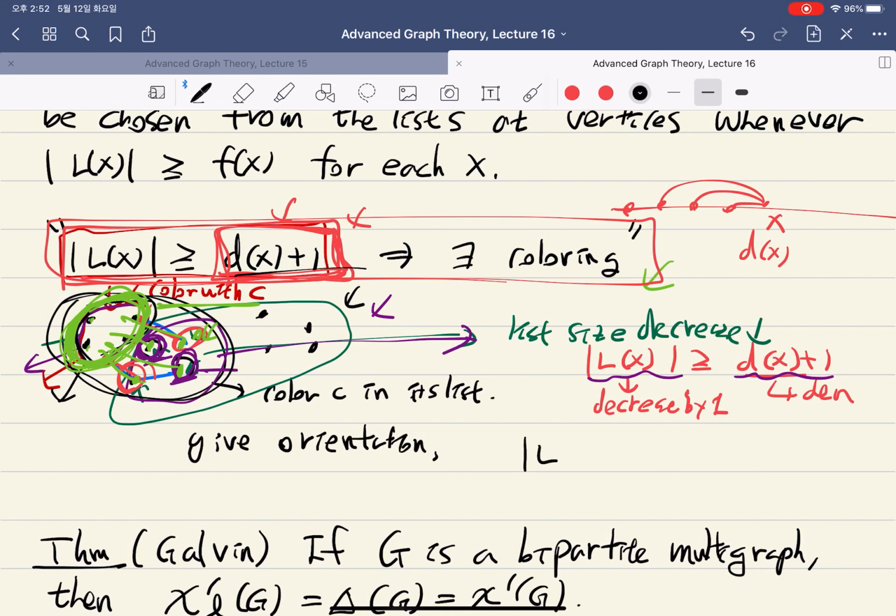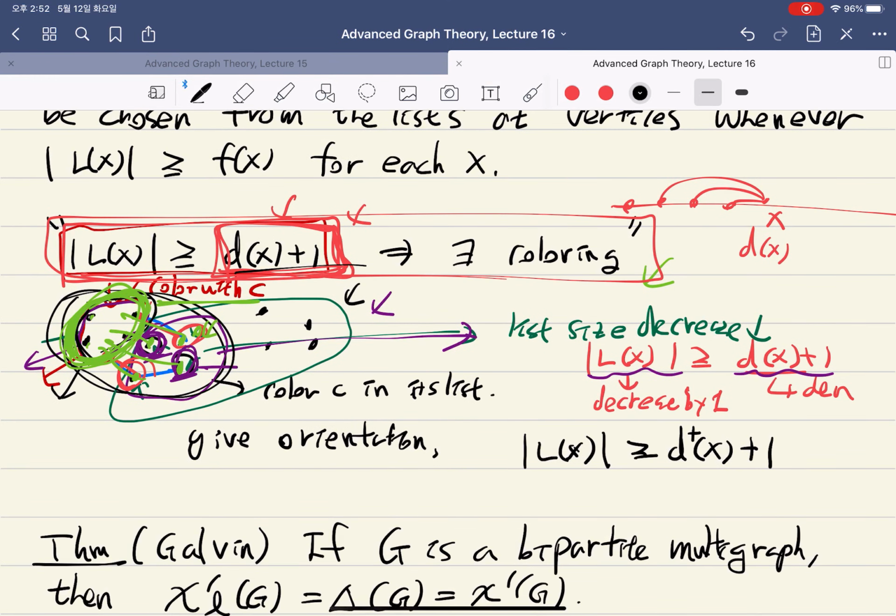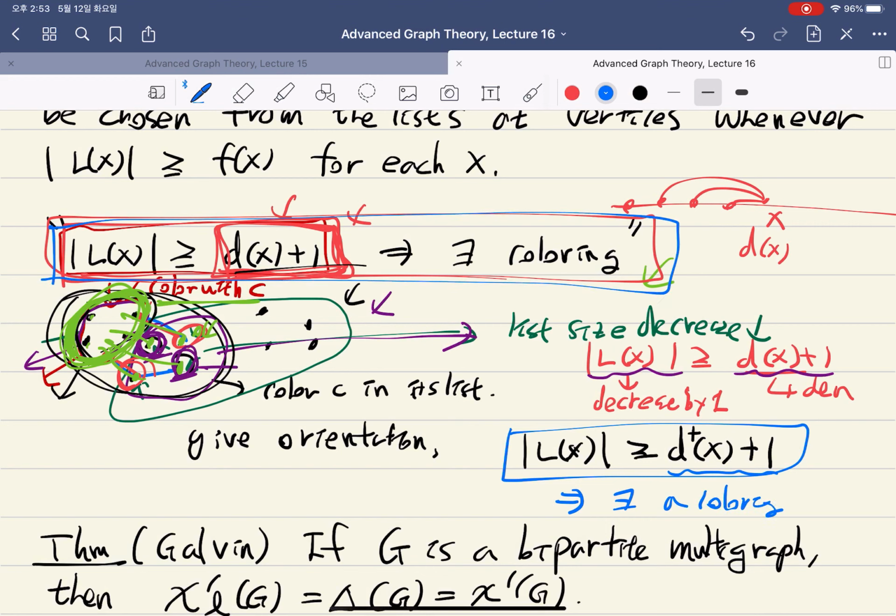And then we just want to show that we take the out degree or in degree. It doesn't really matter, it's symmetric. But let's say we take the out degree. Then this is a smaller number than the degree. So if we can prove that this ensures that there is a coloring, then this is a stronger statement than this.